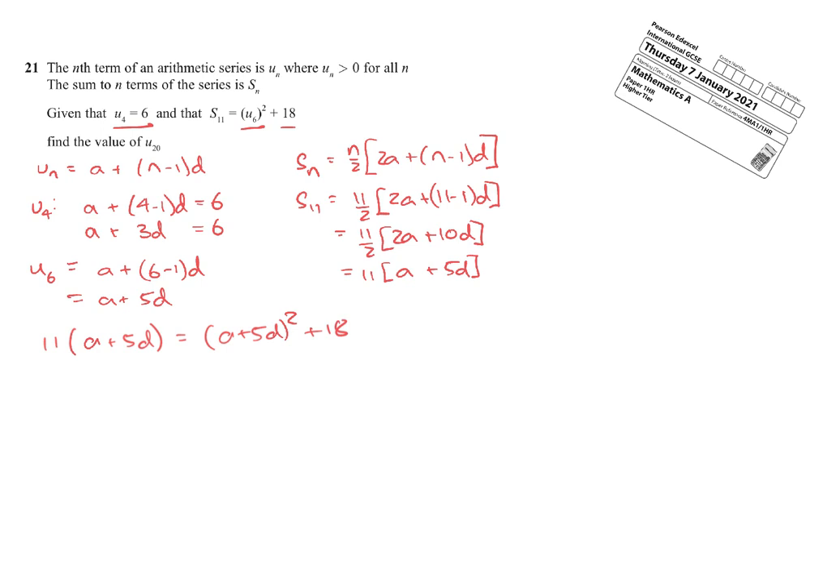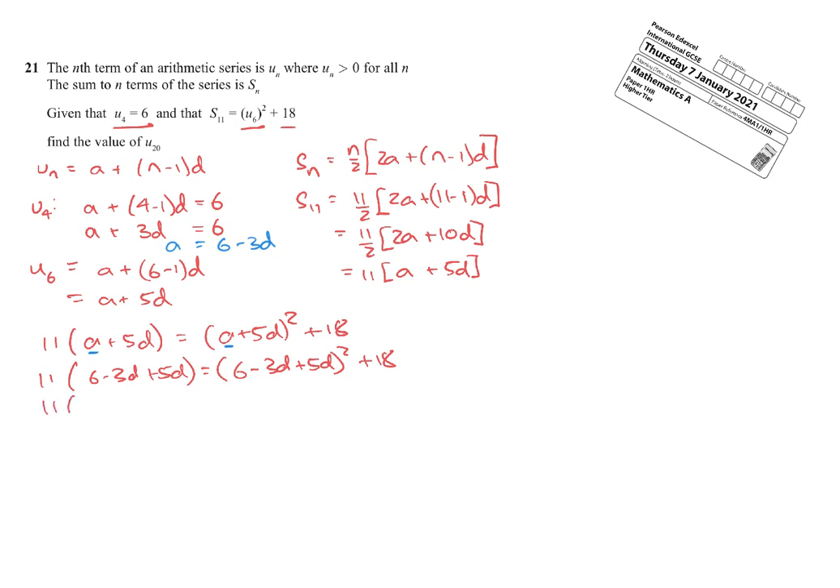So I can take my a plus 3d equals 6 and say that a equals 6 minus 3d. And then I can substitute that, replacing a in my equation down here. So let's do that. We've got 11 times 6 minus 3d plus 5d equals 6 minus 3d plus 5d, all of that is squared, and I'm adding 18. Tidy this up a bit.